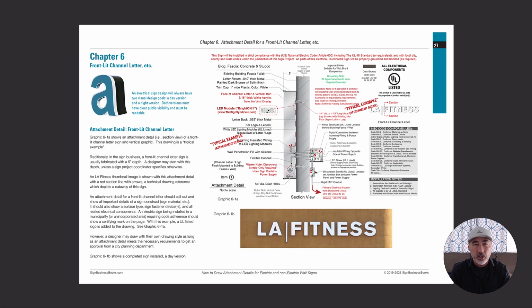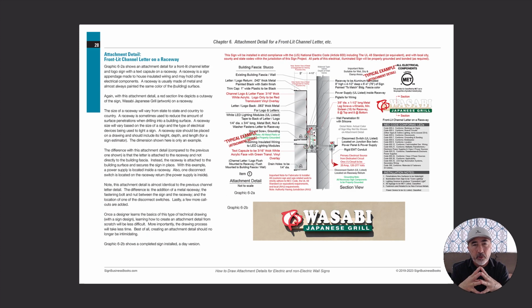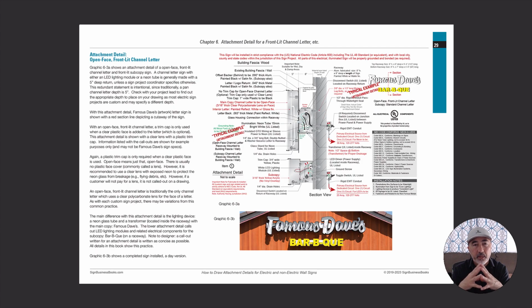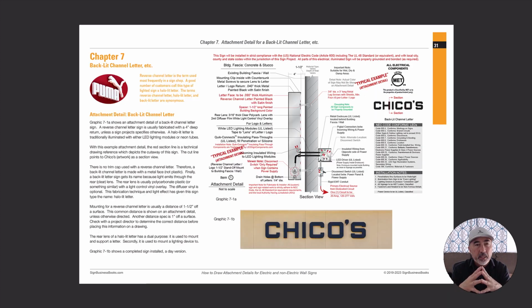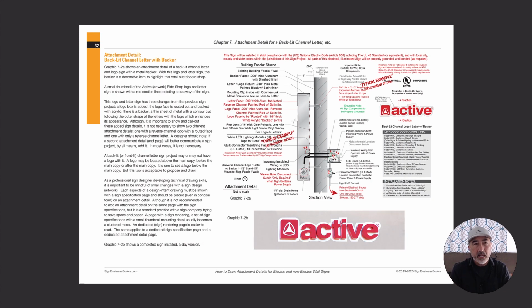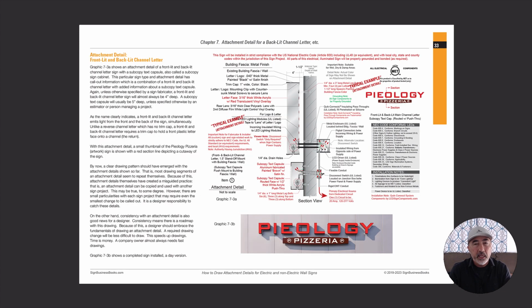Chapter 6 covers 3 examples: a front-lit channel letter set, very common; a front-lit channel letter set on a raceway, another very common sign type; and a front-lit open-face channel letter set on a raceway, which I no longer design. I used to in the past. There's still some signs out there. Chapter 7 will cover 3 examples: a backlit channel letter set, somewhat common; a backlit channel letter set on a backer, somewhat common; and a front-lit and backlit channel letter set, again, somewhat common.